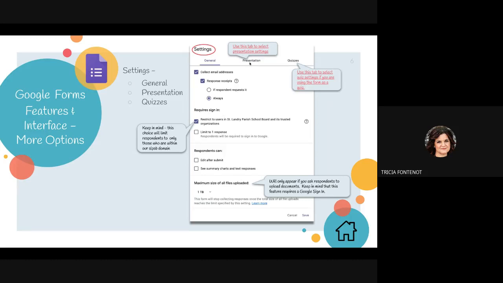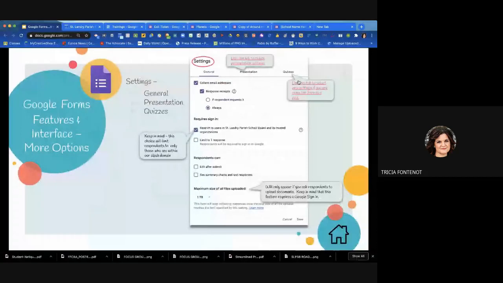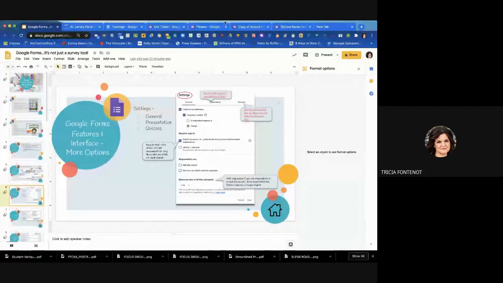Right here is presentation. You're going to use this tab to select presentation settings. We'll go out and look at a live form so that you can see this in real time. This particular tab is used when you're creating a quiz, let's say for your students. So I'm going to go ahead and escape from here right now, and I'm going to go out to a form and show you what those settings look like.